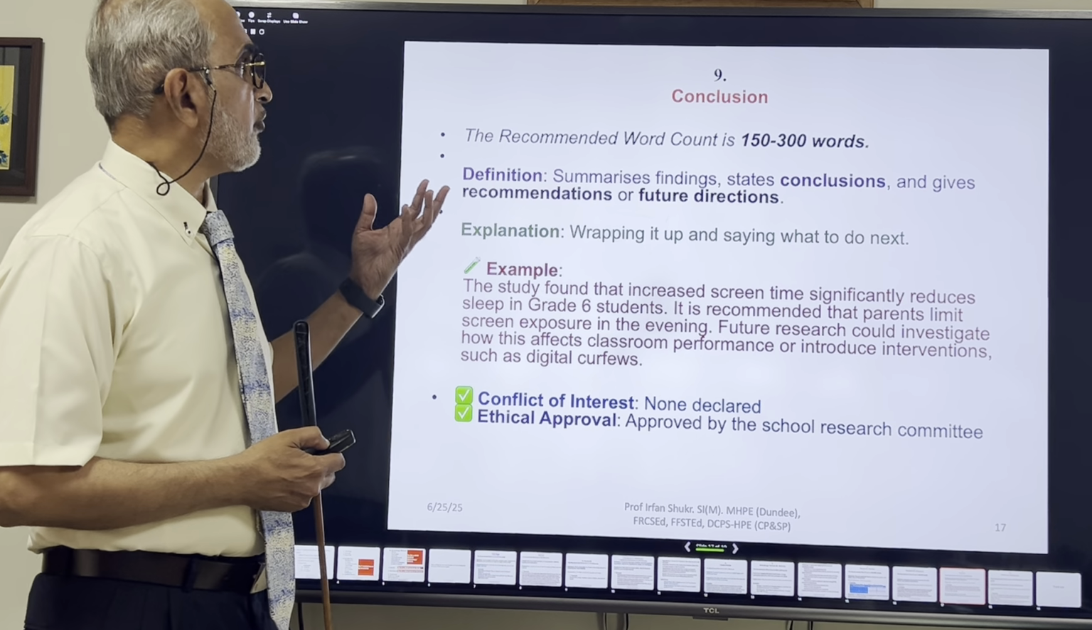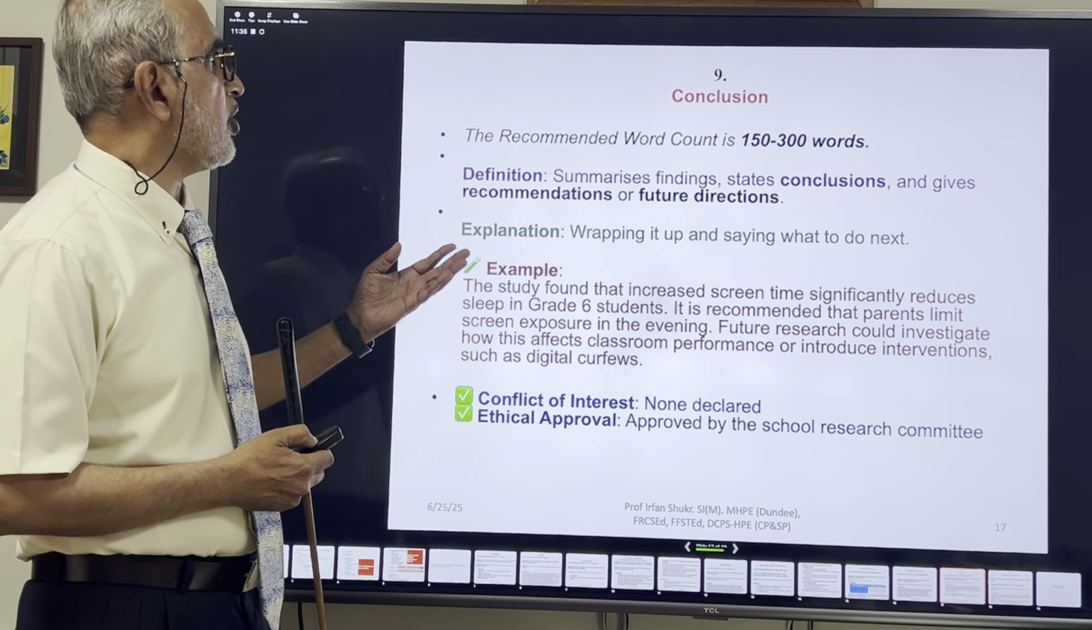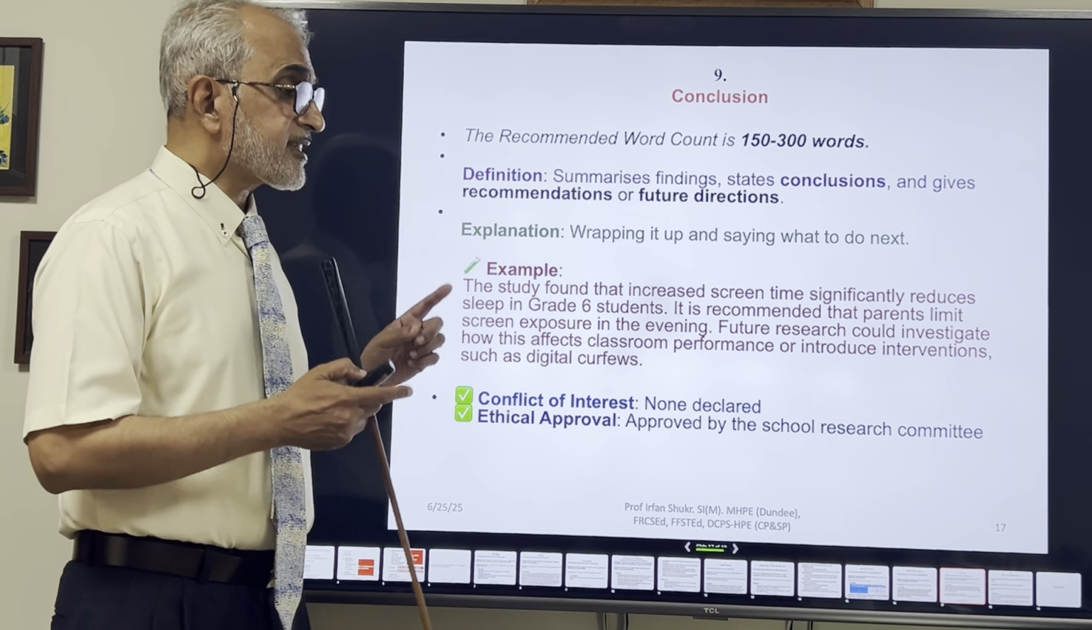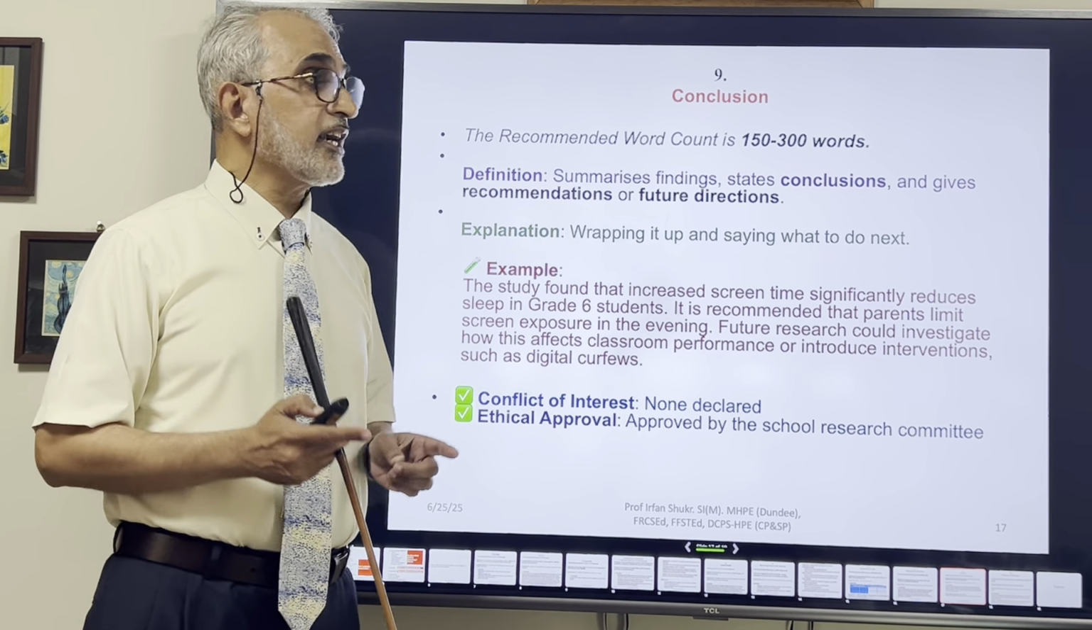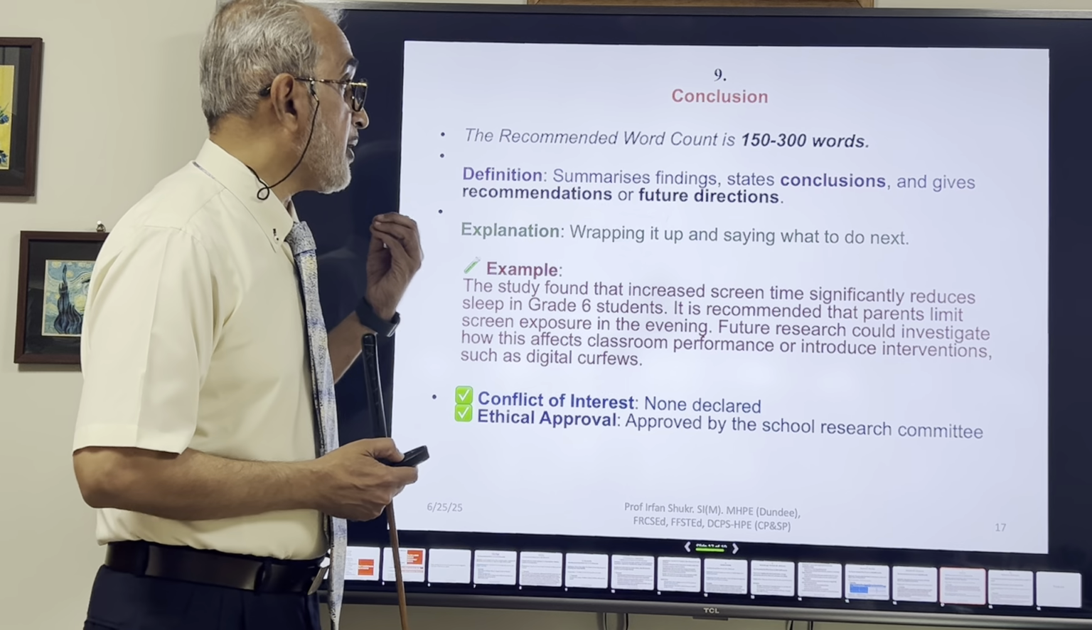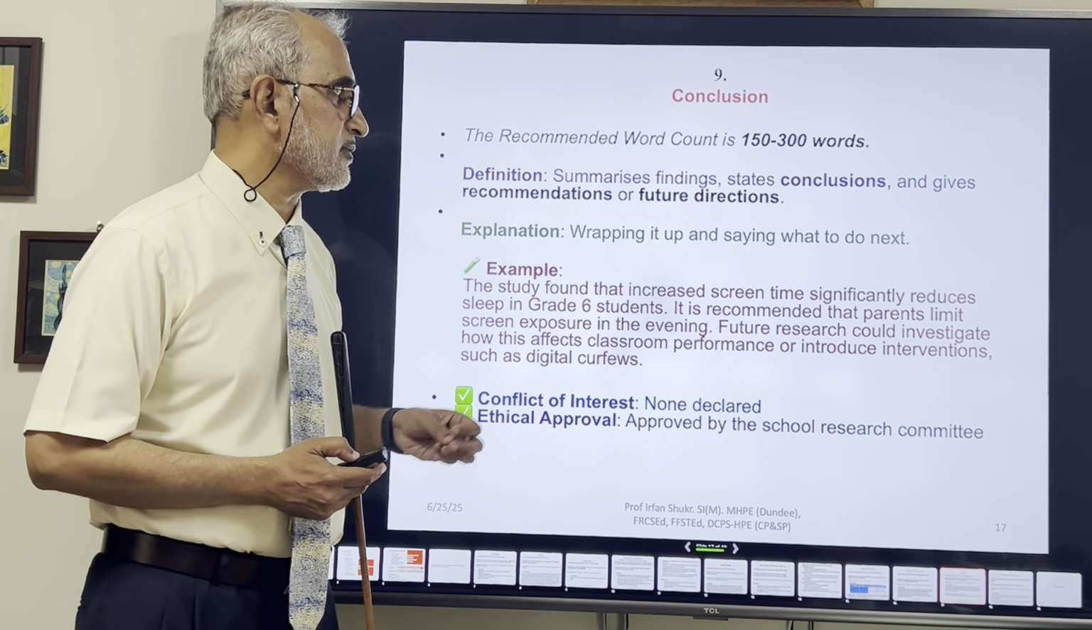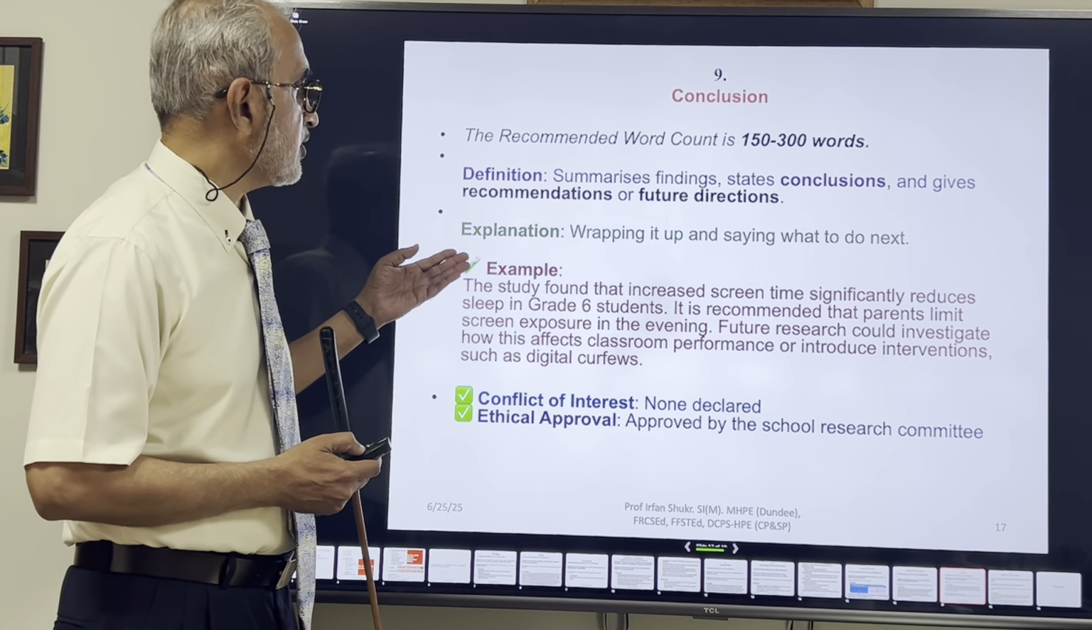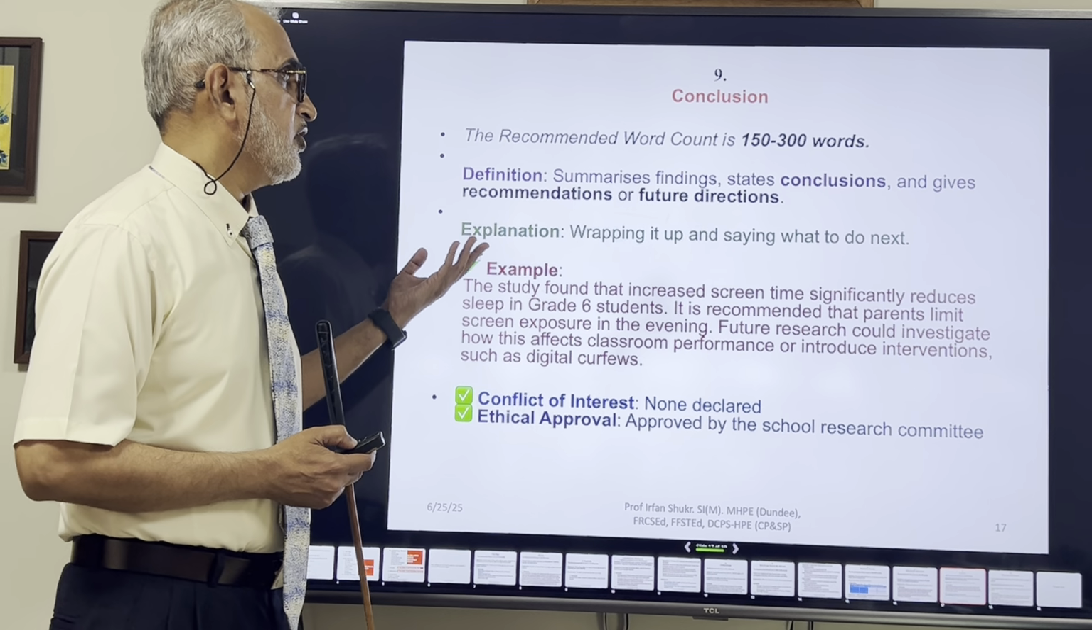Then there is a section of conclusion. Recommended word count is 150 to 300. It summarizes the findings, states the conclusion, and gives recommendations for future directions of research. Explanation: wrapping it up and saying what to do next.